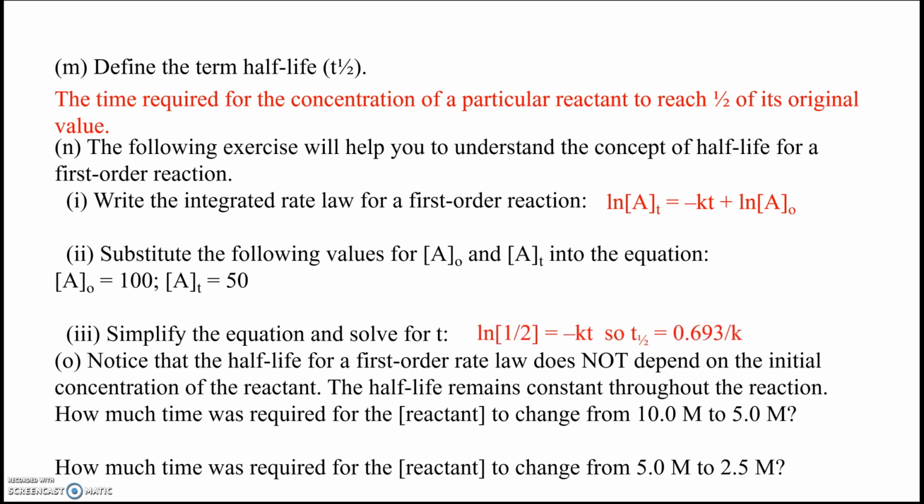If we simplify and solve this equation for t, we end up getting the natural logarithm of 1/2 is equal to negative kt. So the half time, or the half-life, is equal to the natural logarithm of 1/2, which would be 0.693, divided by k. Notice the half-life for a first-order rate law does not depend on the initial concentration. The half-life remains constant through the reaction.